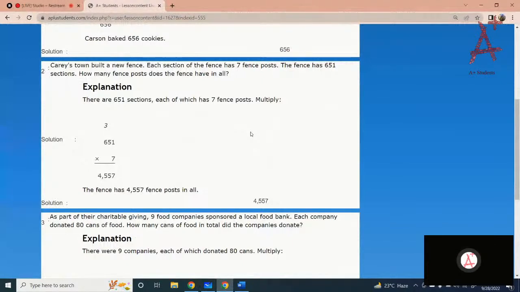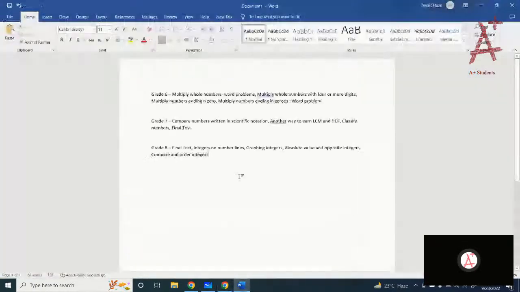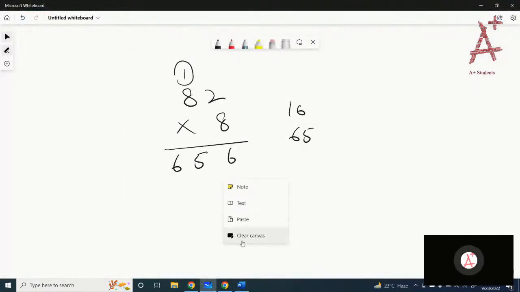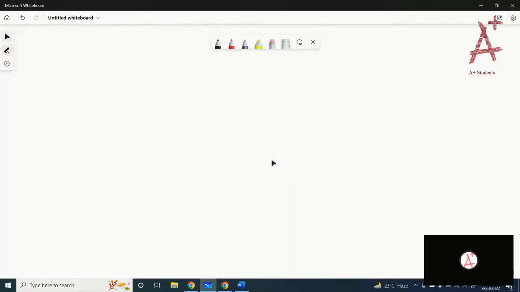Okay, the next one is: Kerry's town built a new fence. Each section of the fence has 7 fence posts. The fence has 651 sections. How many fence posts does the fence have in all? So basically you have to do 651 times 7. So let's just do 651 times 7.